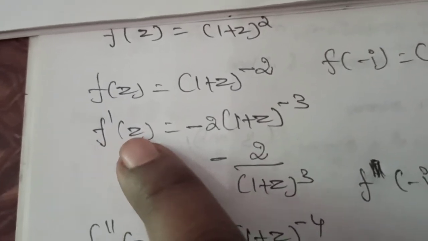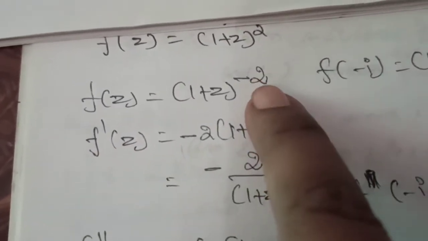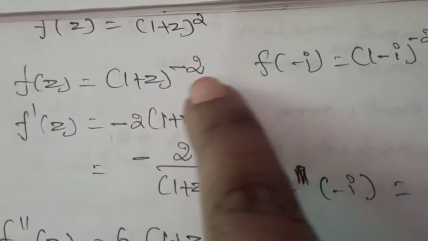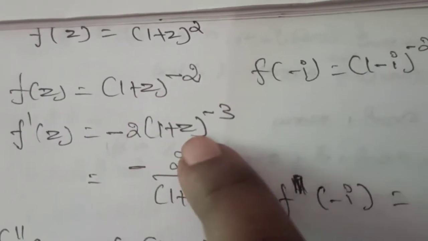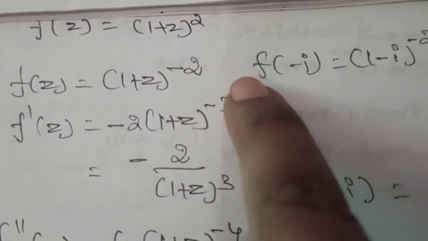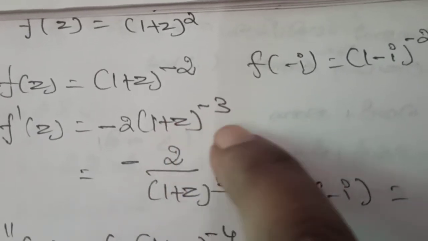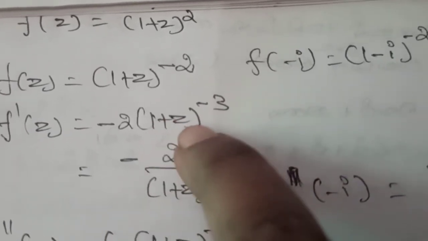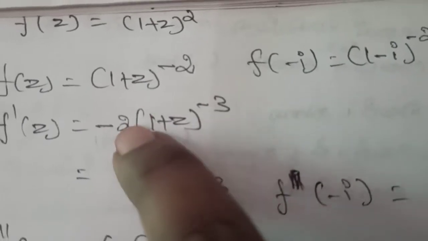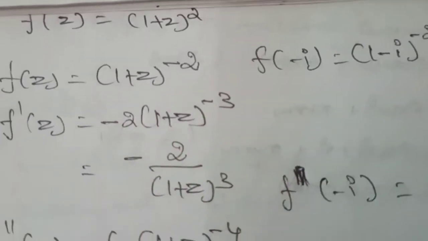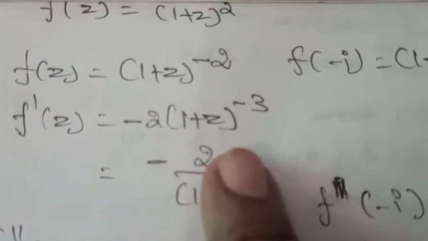First, find f dash of z, differentiating the right side. It will be minus 2 into (1 plus z) to the power of minus 2 minus 1, which becomes minus 3, into the differentiation of the inside value, which is 0 plus 1. Finally we can write minus 2 into (1 plus z) to the power of minus 3. This was the first differentiation.